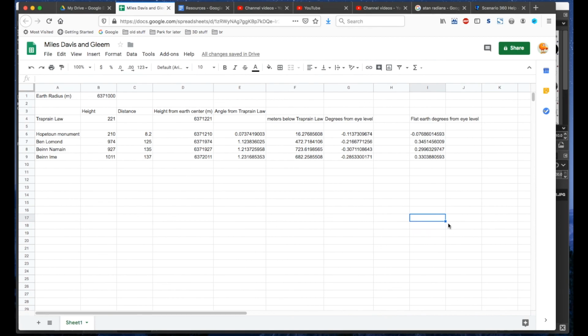So that is how I did the math to confirm Miles' observation that this is only possible on a globe Earth.